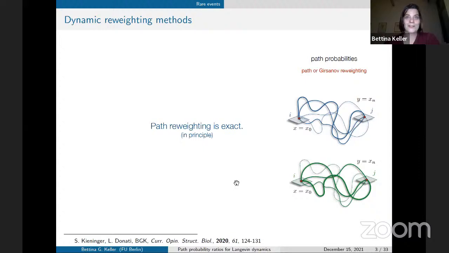And one reason for this is that this is actually, or in principle, an exact method. So you don't make any assumption in the reweighting process. In principle. And what I will talk about today is this in principle.